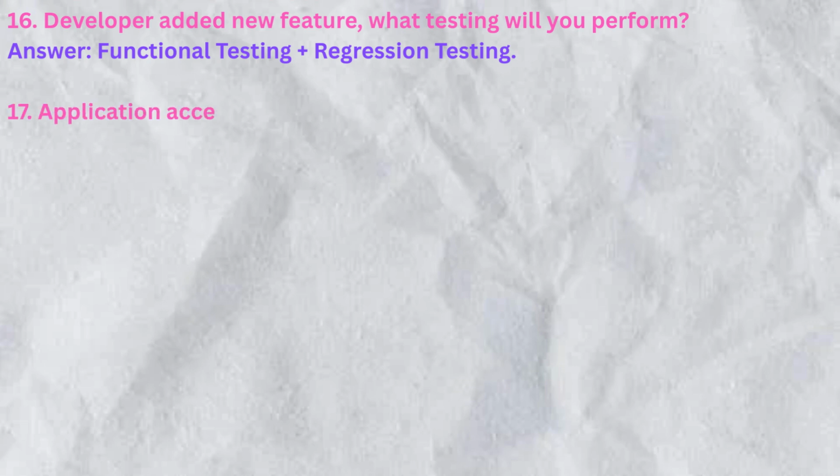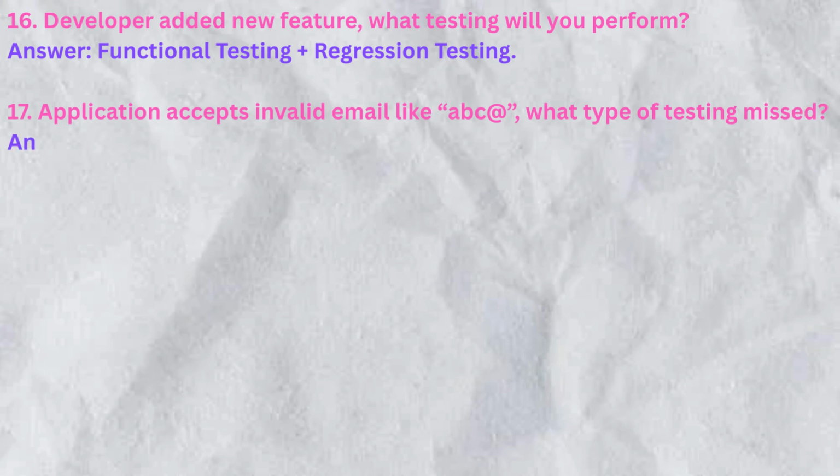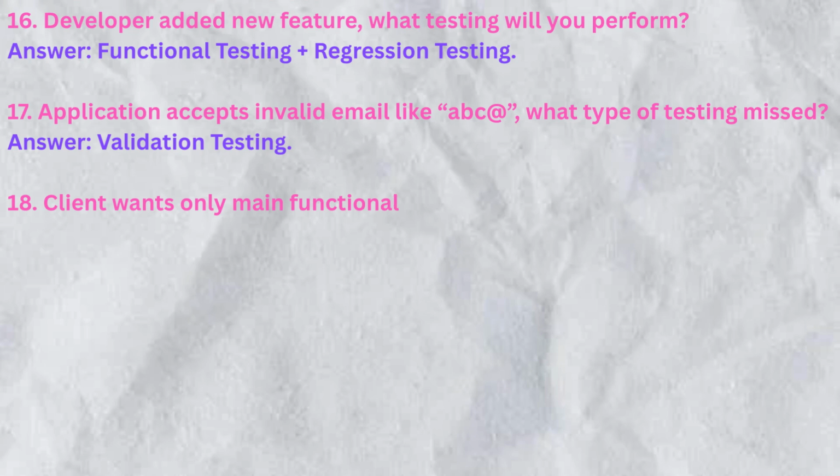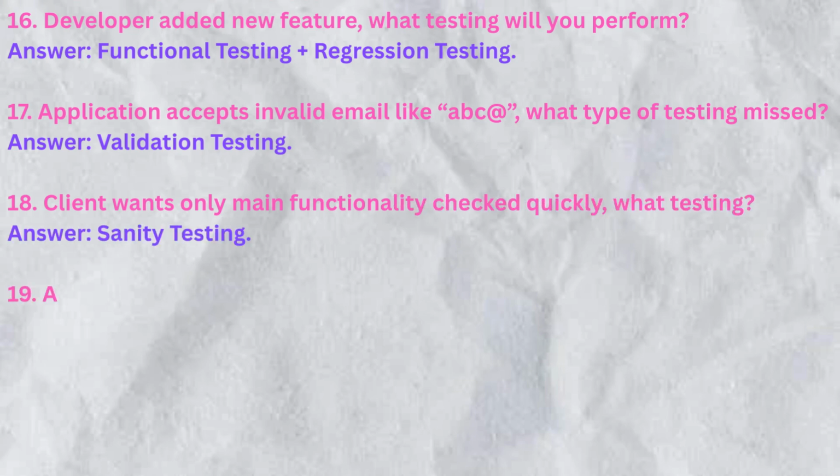Question 17. Application accepts invalid email like ABC at. What type of testing missed? Answer. Validation testing. Question 18. Client wants only main functionality checked quickly. What testing? Answer. Sanity testing.